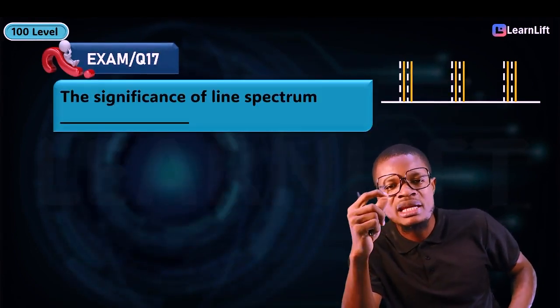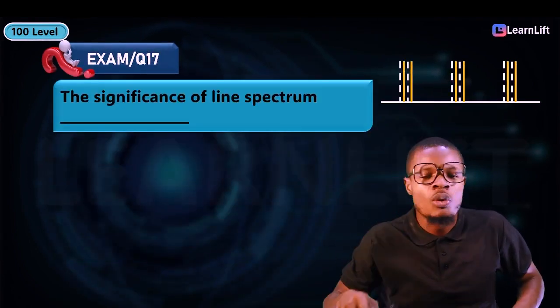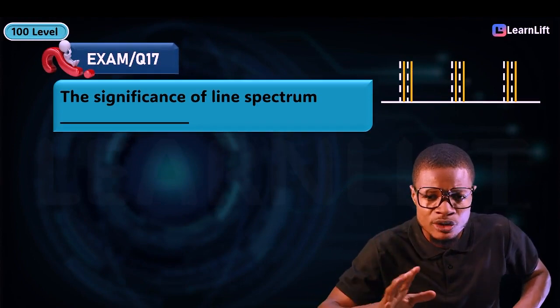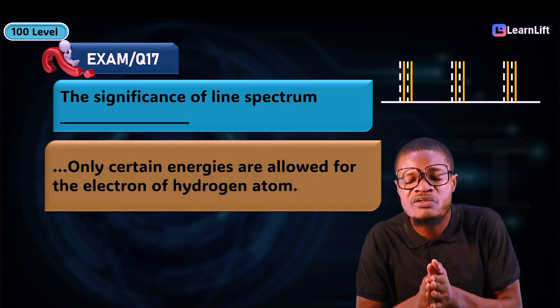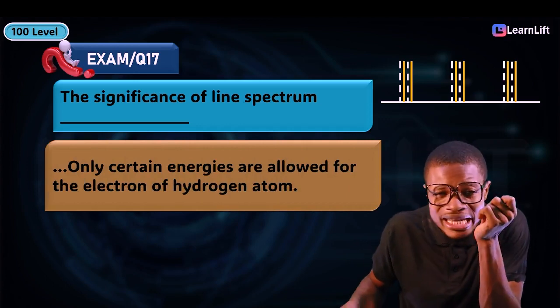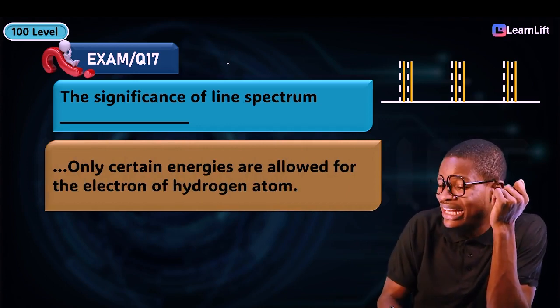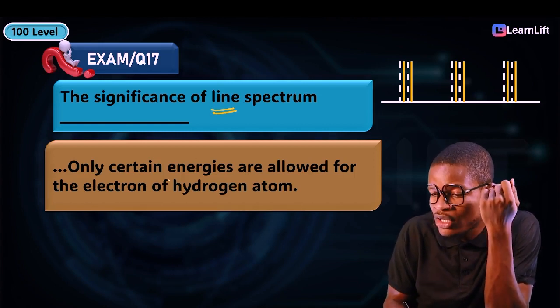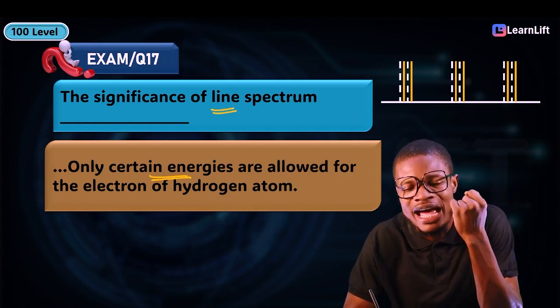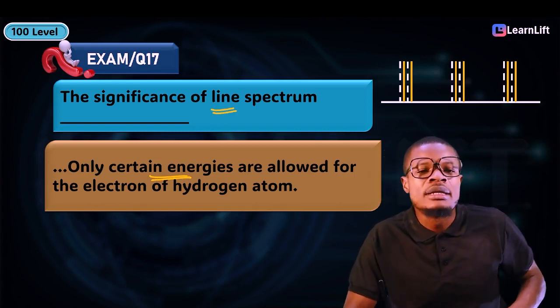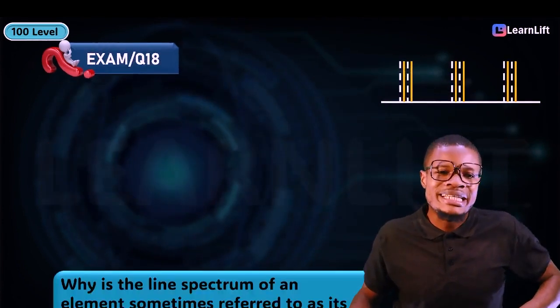The next question, question 17, says the significance of line spectrum is dash. What's the significance of line spectrum? It's very simple. Only certain energies are allowed for the electron of hydrogen atoms. Line spectrum, characteristic wavelength. Only certain energies are allowed for the electron of hydrogen atom.